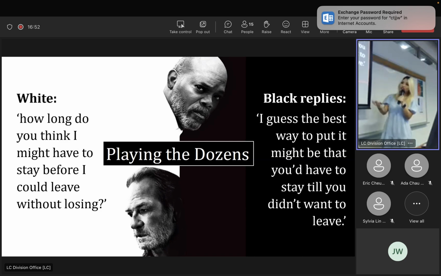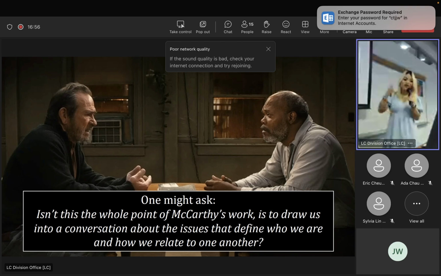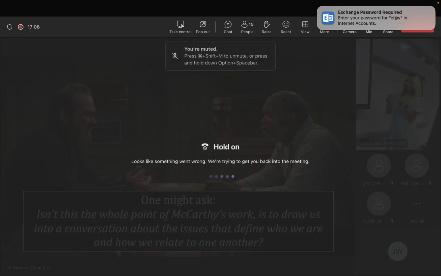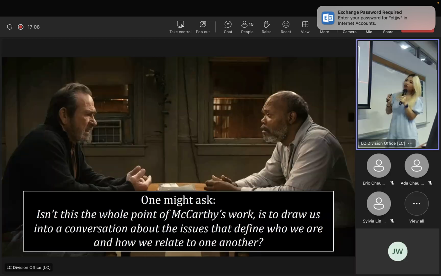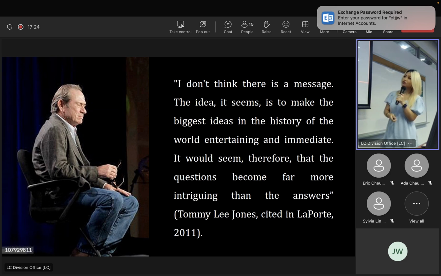However, Black also complains about why you didn't give me the words. So now here comes the question. Isn't this the whole point of McCarthy's work, to draw a message? On that point, Tommy Lee Jones actually replied and said that I don't think there is a message. The idea seems to be to make the biggest idea in the history of the world entertaining and immediate. It would seem therefore that the question becomes far more intriguing than the answer.